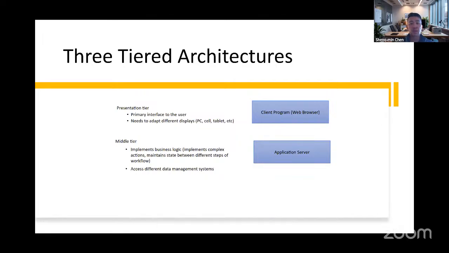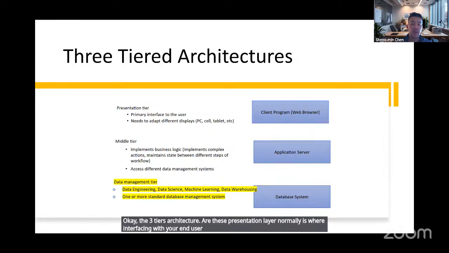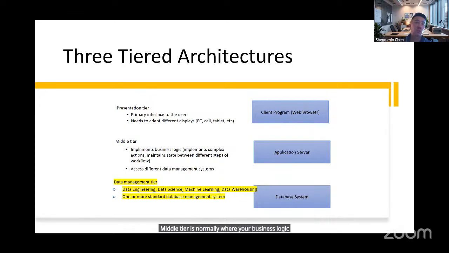Okay, the three-tier architecture is this. The presentation layer is normally where you interface with your end users, your clients, right? And this is what is displayed on your tablets, your cell phones, or your computers. The middle tier is normally where your business logic is stored, right?